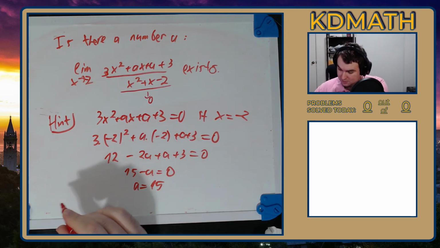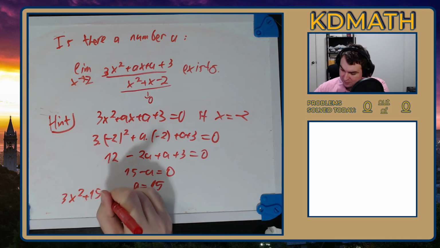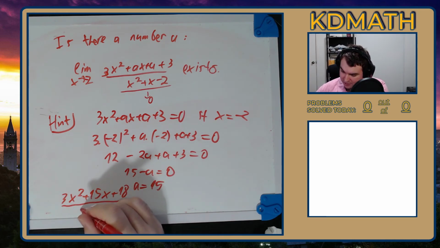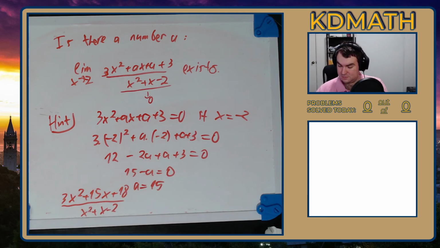Okay, so let's look at it again. So you get 3x squared plus 15x plus 18 divided by x squared plus x minus 2. Right, so let's just verify that -2 is still a root. 12 plus 18 minus 30 is 0. So -2 is a root. Let's figure out what the other root is.